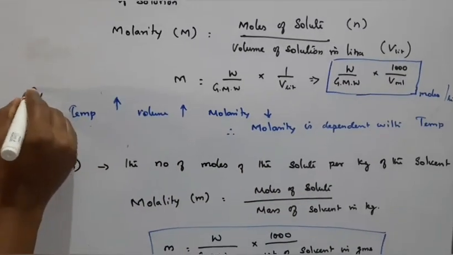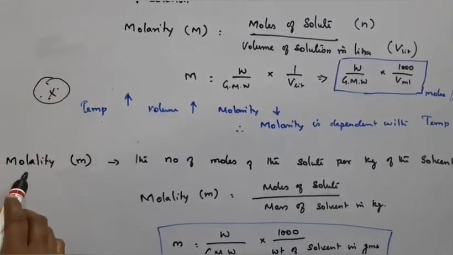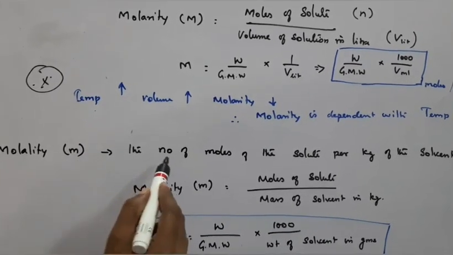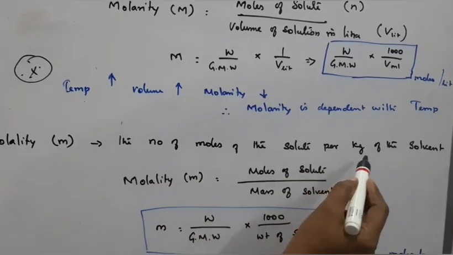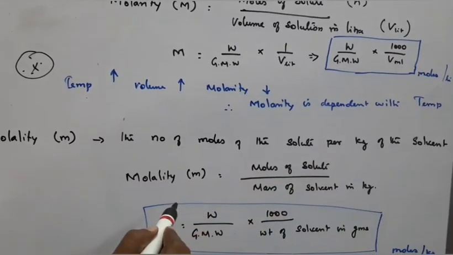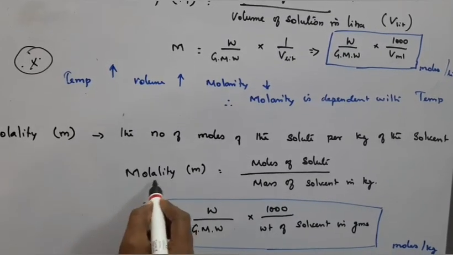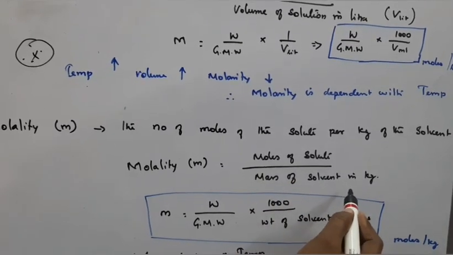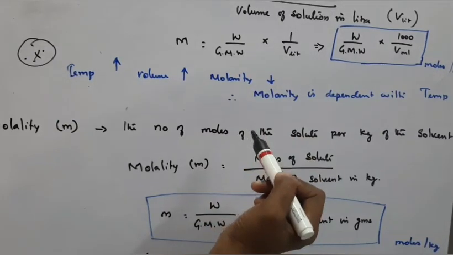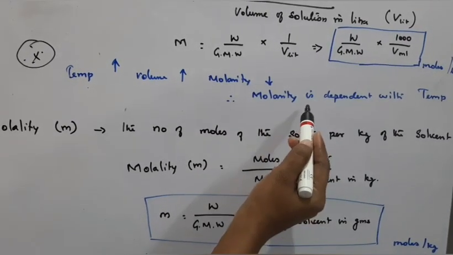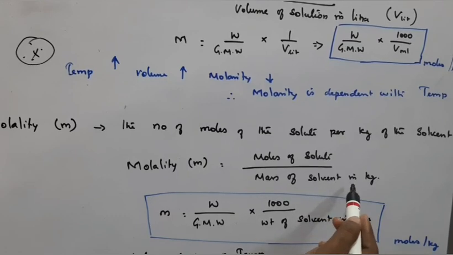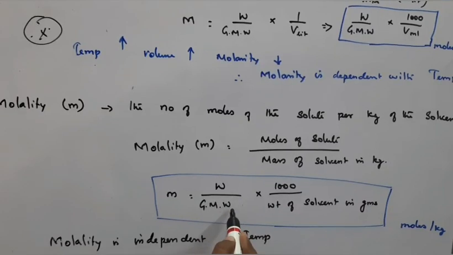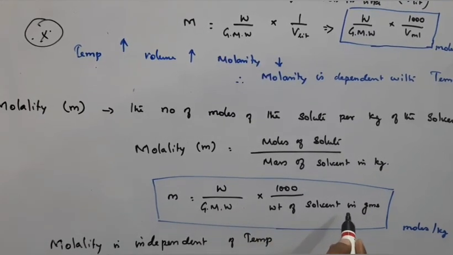Okay, the second one is molality. It is represented by small m. It is the number of moles of solute per kilogram of the solvent. So molality equals moles of solute divided by mass of solvent in kg. In molarity we used volume, so it is dependent on temperature. Here it is the mass of solvent in kg. So m equals weight per gram molecular weight into 1000 by weight of solvent in grams.